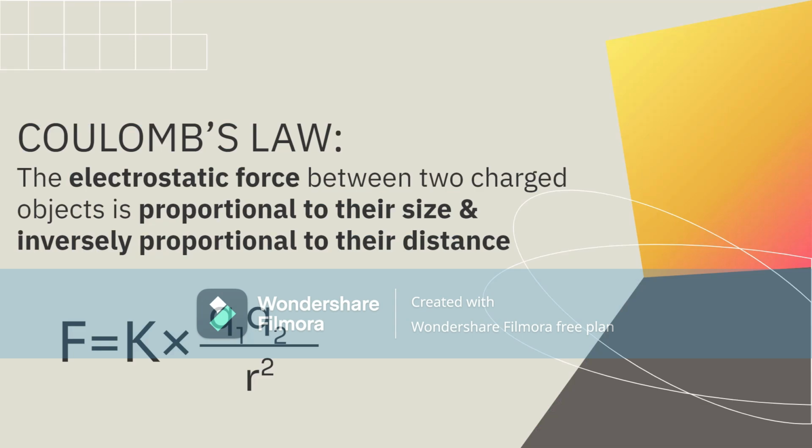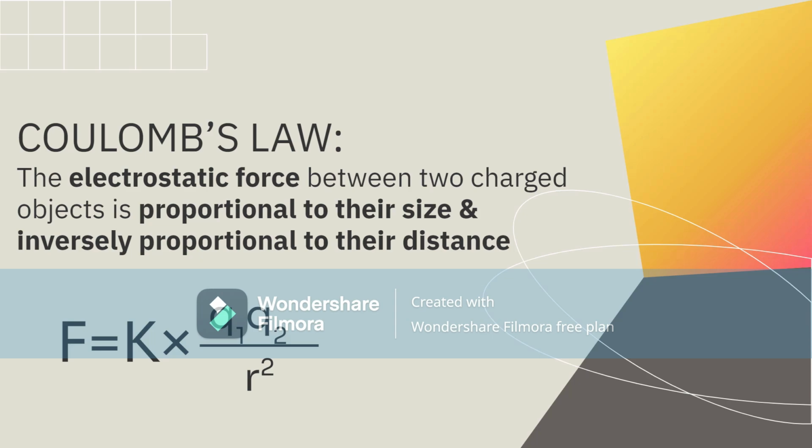So, let's talk about Coulomb's law. What it states, put simply, is that the electrostatic force between two charged objects will be proportional to their size or magnitude and inversely proportional to their distance. Let's break this down. Proportional to their size or magnitude refers to the actual magnitude of the charge itself, whether it is in the positive or the negative direction.